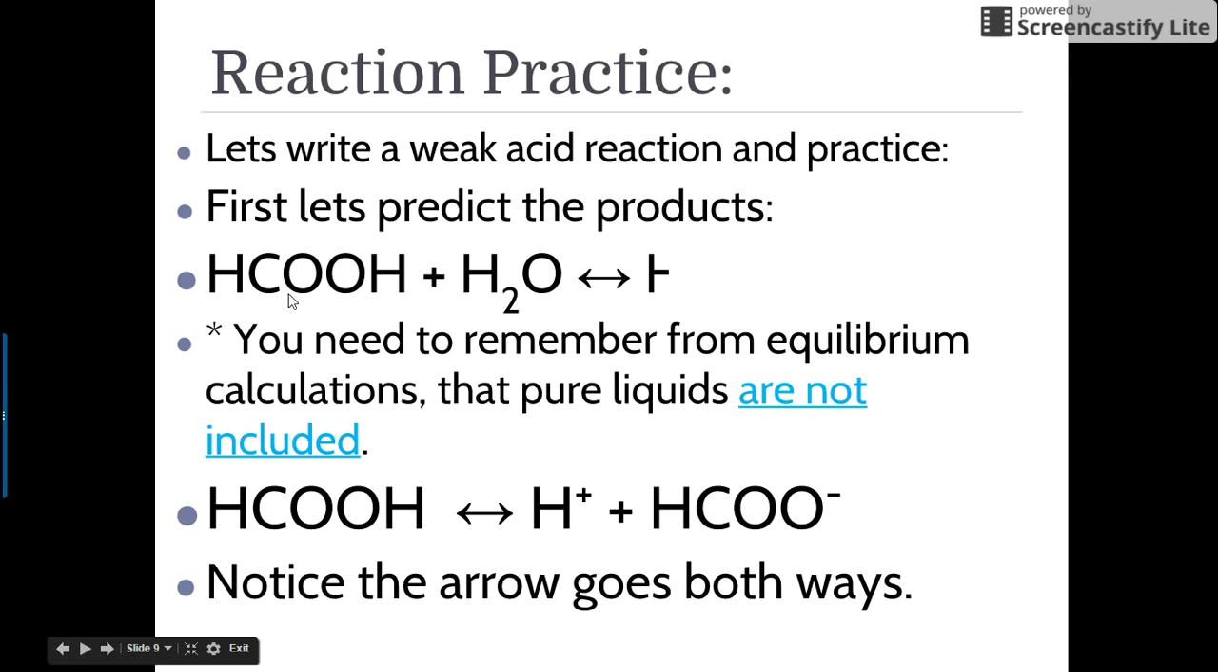Okay, it's an acid, so it's going to donate an H. You should know that. Here's the reactant, HCOOH. We put it in water. We can ignore water because it's a liquid, and it changes into H plus and HCOO minus. Notice the arrow goes both ways. That's because it's a weak acid and it's going to reach equilibrium.